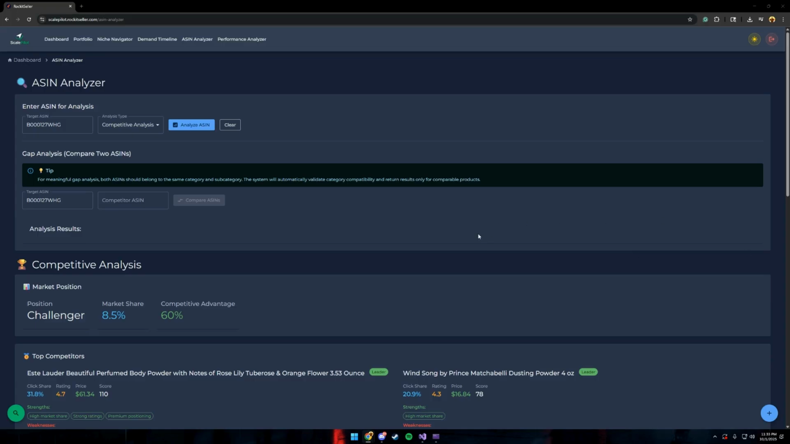The ASIN analyzer integrates with every ScalePilot tool. Use insights here to inform profit calculator assumptions, validate niche navigator opportunities, and guide listing optimizer strategies. Master competitive intelligence, and you'll always stay ahead of the competition. The data is there. Now you know how to use it.